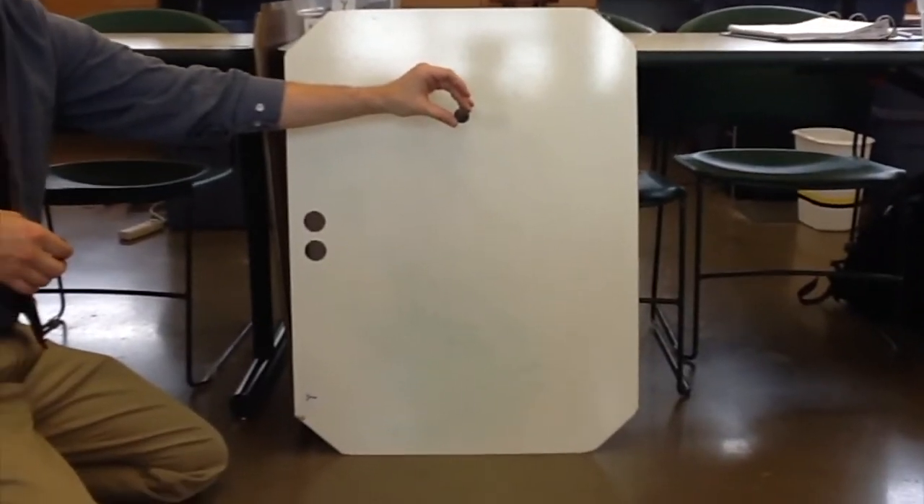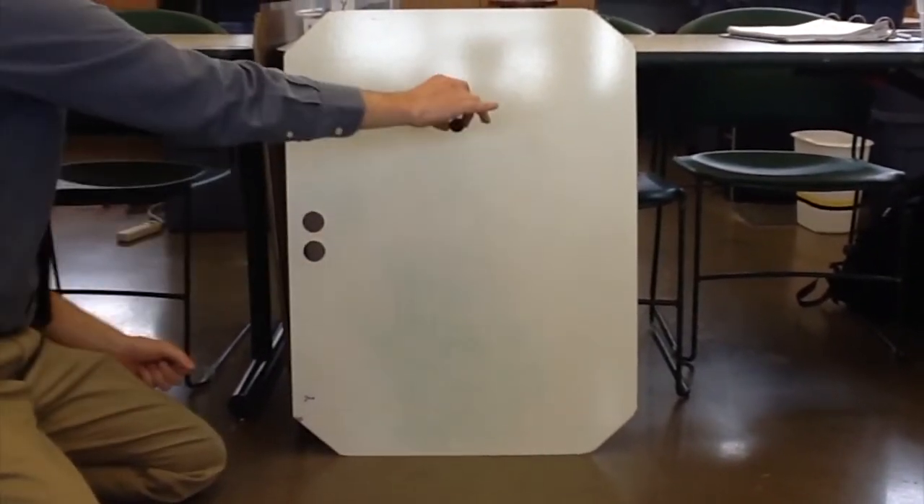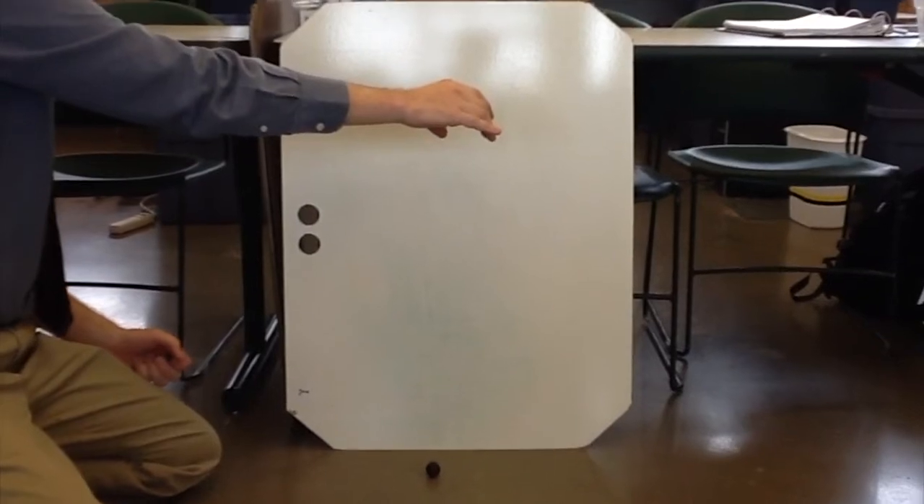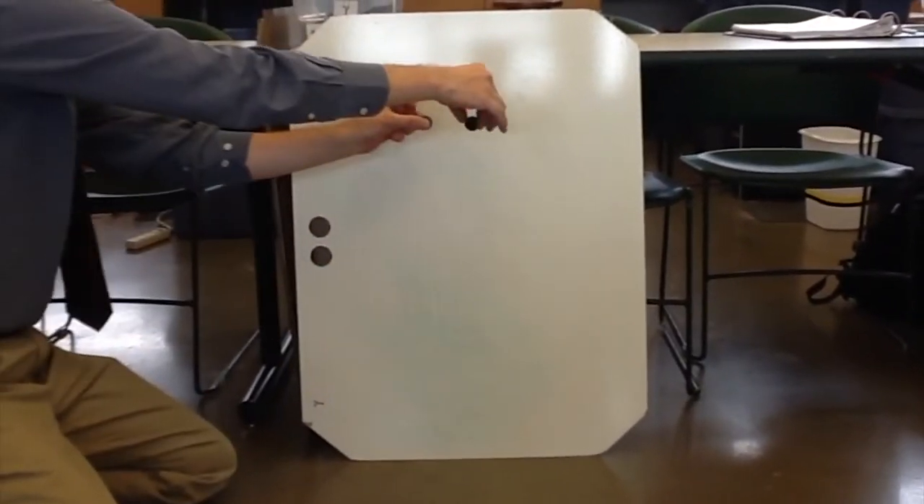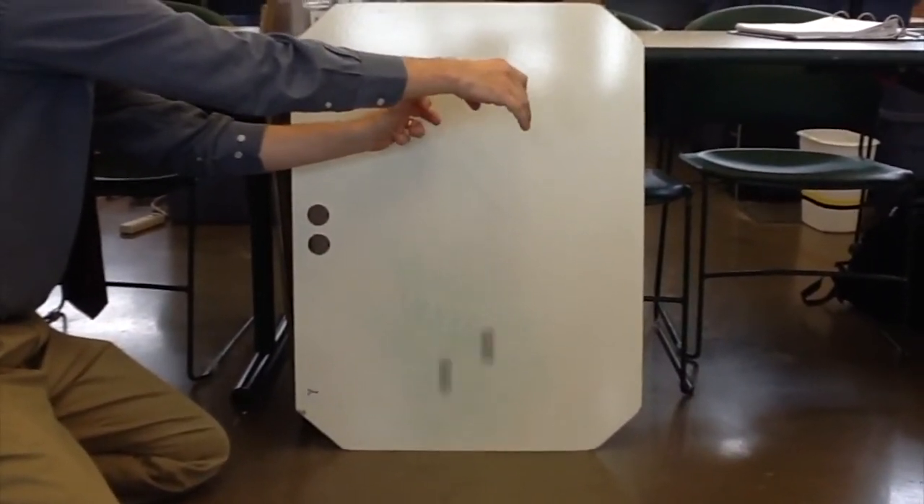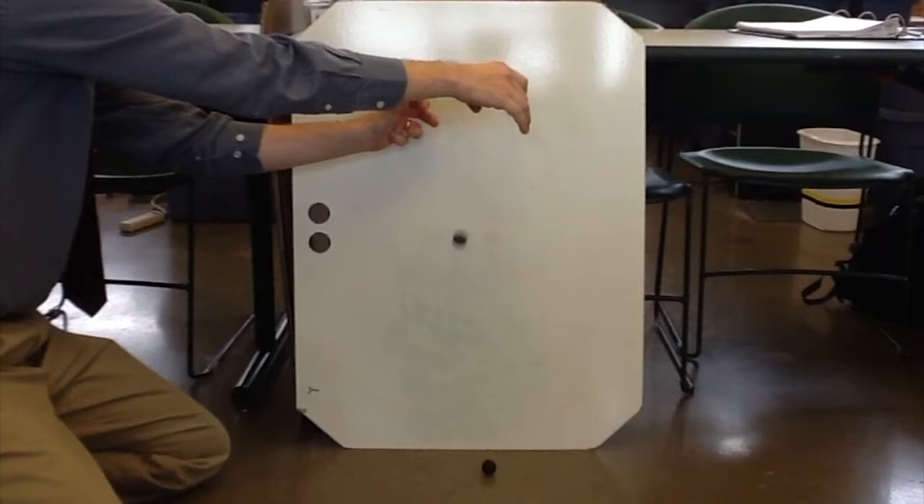I have two rubber balls. Observe their behavior when I drop them. You didn't expect that, did you? Let's watch again. Why does one bounce and the other one not bounce?